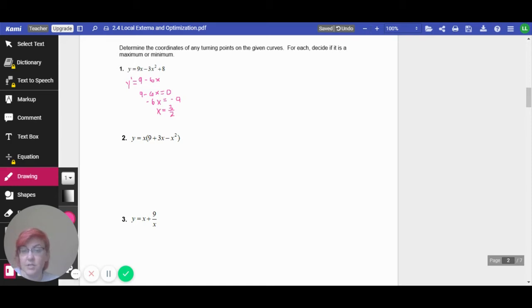Okay, so I am now going to plug that into my original equation to find the y that goes with that x. So 3/2. I'm going to do 9 times 3/2 minus 3 times 3/2 squared plus 8. And I get 59/4.